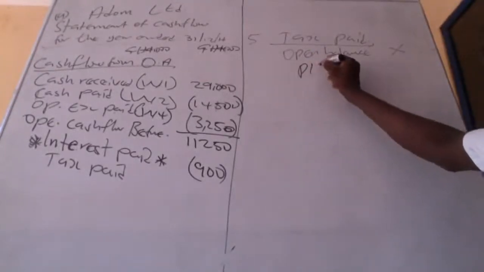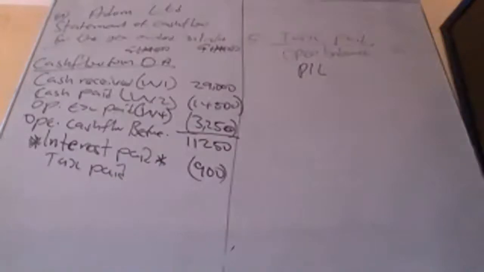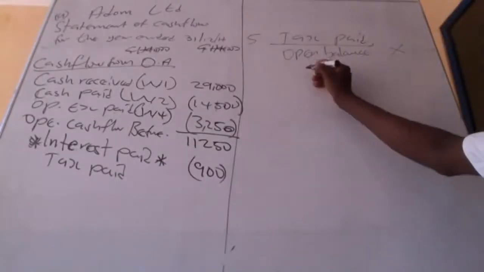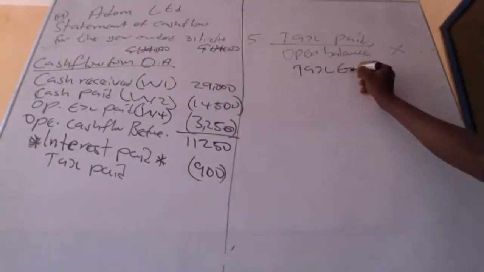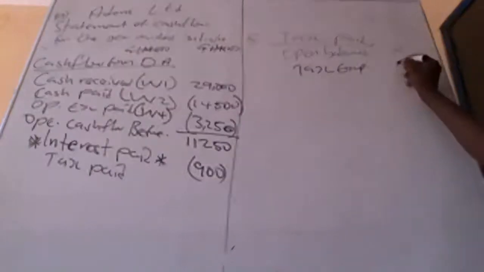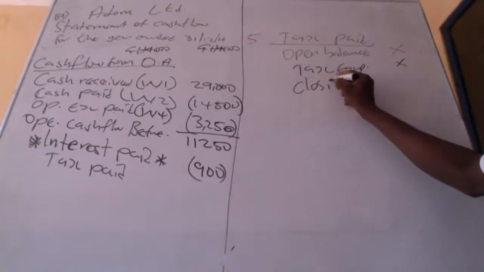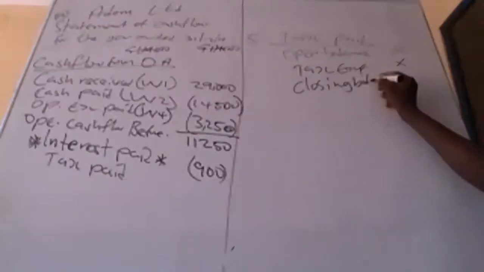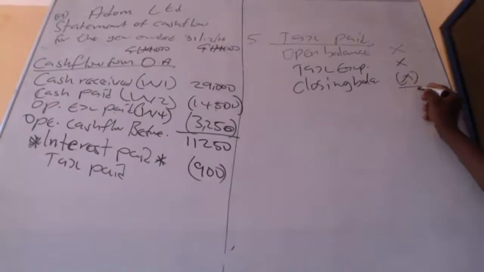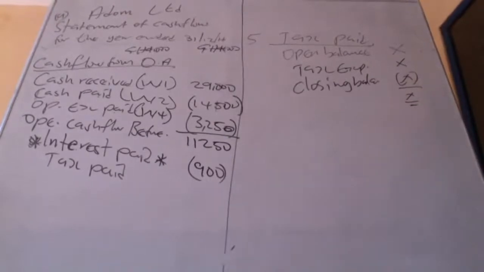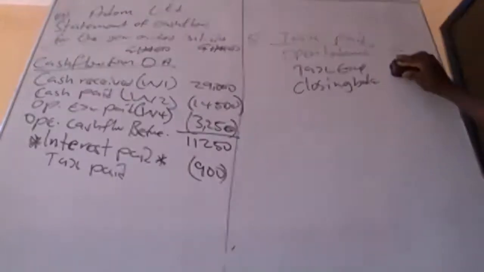So pick the open balance, go to the income statement, the P&L. Either you can write P&L here, we will understand, or just write income tax expense. We will understand. Bring it. Go to the closing balance. Less the closing balance. That's all. Have you seen? That is it. Good. So now here, let's just bring the figures.